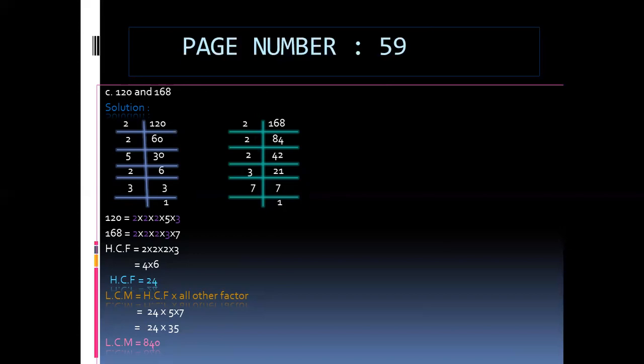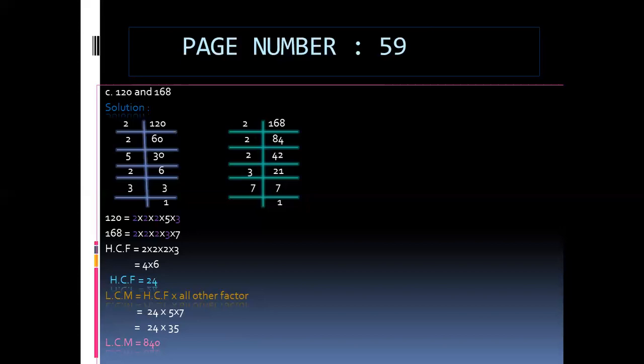Now 21 is not divisible by 2. It means that we see which number 21 is divisible by: 3 and 7 both. It's up to you whether you start with 3 or 7. So the factors of 168 are 2 multiplied by 2 multiplied by 2 multiplied by 3 multiplied by 7.